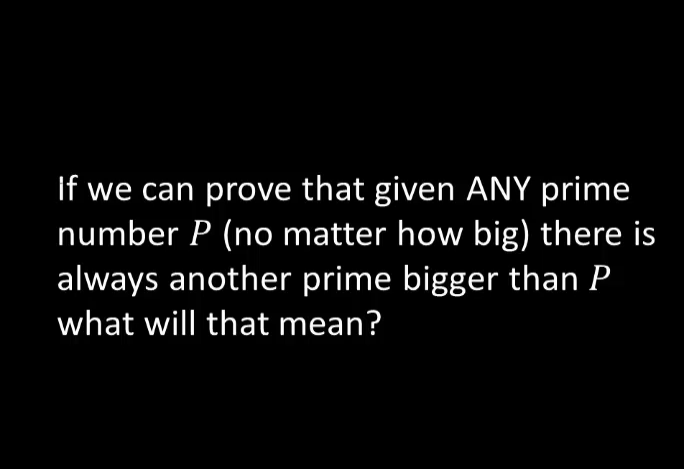If n is 5 million, then this s is the same thing as this number up here. Now, after we ask this question, put it on pause and see if you can think of exactly what this means about prime numbers. If we can prove that given any prime number, capital P, no matter how big or how small, there is always another prime bigger, what will that mean about the set of prime numbers? Think about it and put it on pause right now.